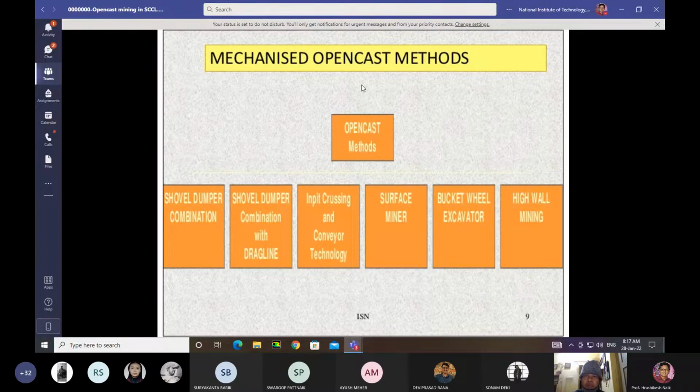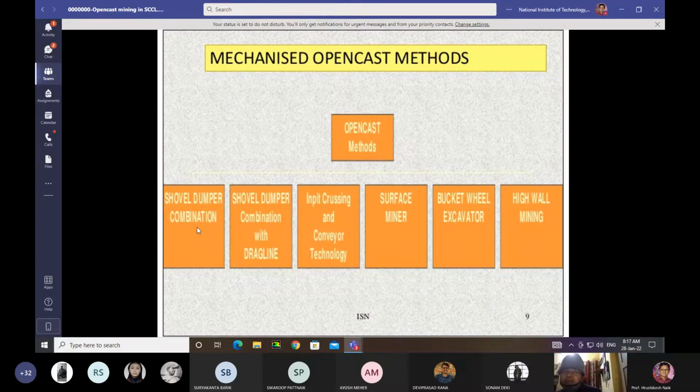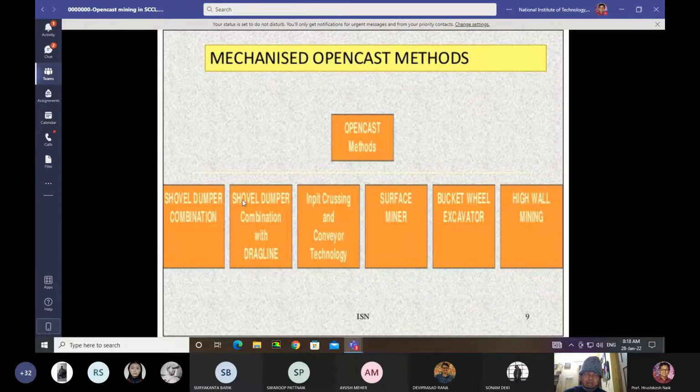So what is mechanized open cast mining? Open cast methods are called mechanized mining methods if they are using the following equipments. Mechanized open cast mining methods can be classified as shovel dumper combination. Shovel is used for loading the material, dumper is used for transportation of the material. So this is called your shovel dumper combination mining. And this is shovel dumper combination with drag line. So we have seen drag line is used for the removal of the overburden.